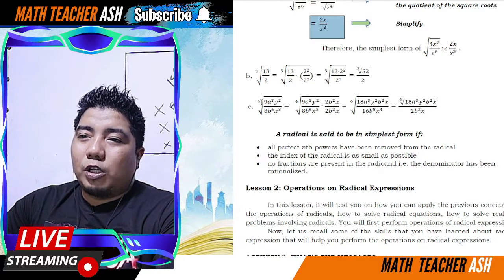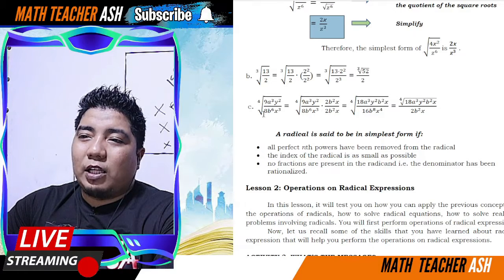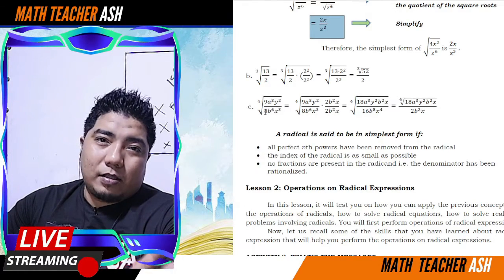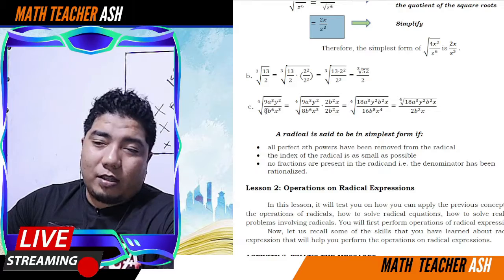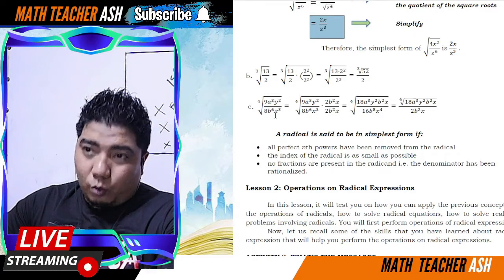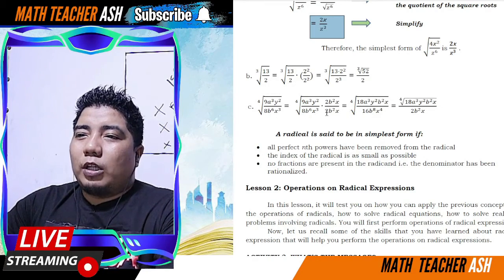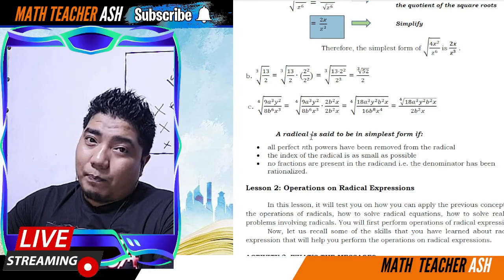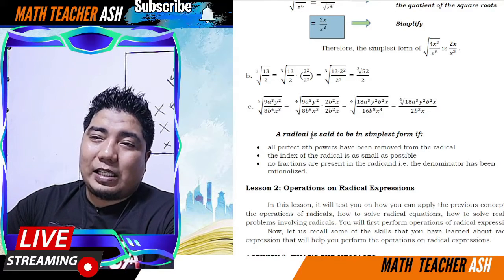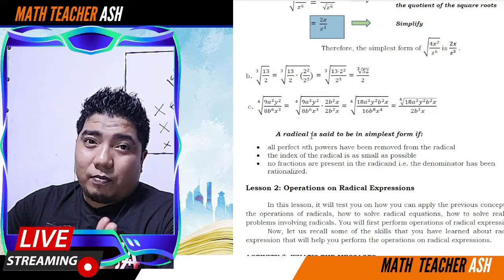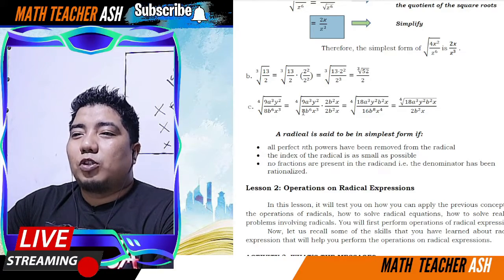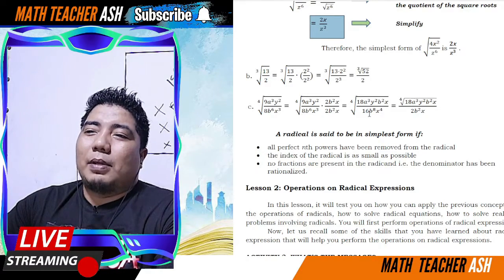So, of course, para maging perfect 4th power itong nandito sa baba, si 8, it needs, kasi 8 is 2 cubed, right? So, it needs 1 more 2. So, we multiply 2 there para maging 16, kasi 16 is a perfect fourth power. Okay? So, 8 times 2 para maging 16.